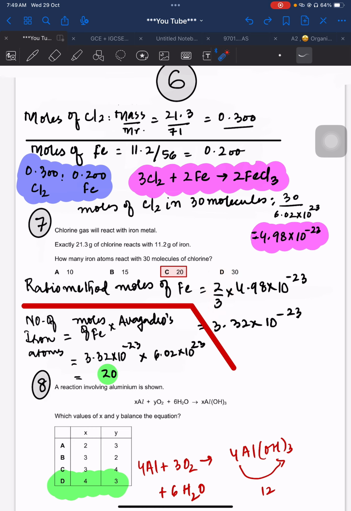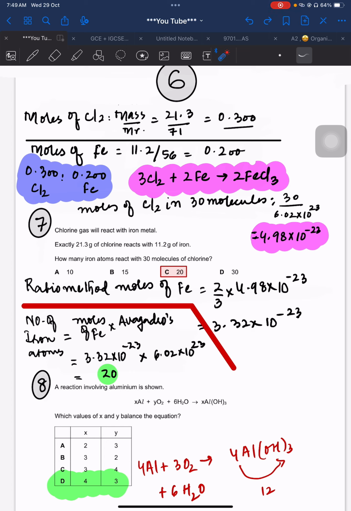So how many moles of Cl2 are in 30 molecules? We can say that 6.022 into 10 raised to power 23 we are going to divide by this, and as a result we are going to calculate the moles. We can say that 1 mole of Cl2 will have 6.02 into 10 raised to power 23 particles in it. So 30 molecules will have how many moles in it. So it's moles that we are going to calculate.